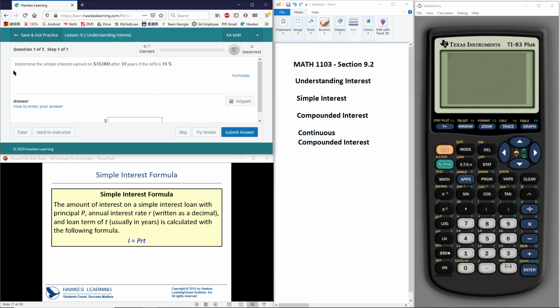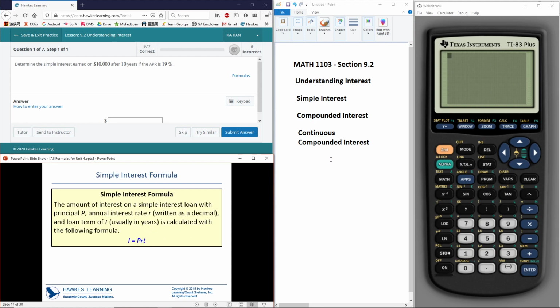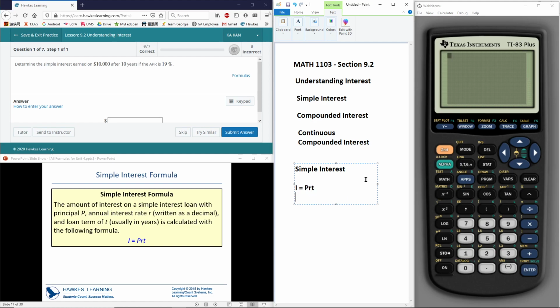The first question says, determine the simple interest earned on $10,000 after 10 years if the APR is 19%. Now, all you gotta do is look at this formula. The formula right here, for simple interest, is I equals PRT. What does that mean? I is the interest. How much interest you pay, right? P is the principal. It's how much money you start out with. R equals the interest rate.